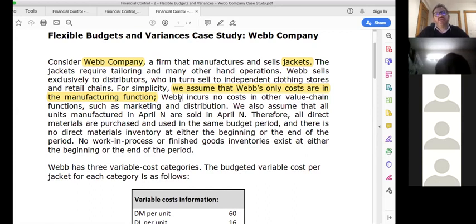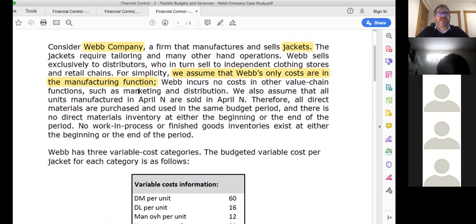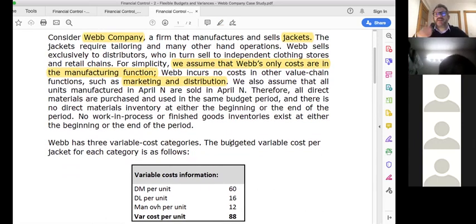Web incurs no cost in other value chain functions such as marketing and distribution. That's theoretical. We assume that there is no cost in marketing and distribution. Usually there are, but it's another story, another job to analyze. So we focus on the production, the manufacturing aspect. We also assume that all units manufactured in April will be sold in April. Here we simplify our job a little bit by excluding inventory issues from the calculation.